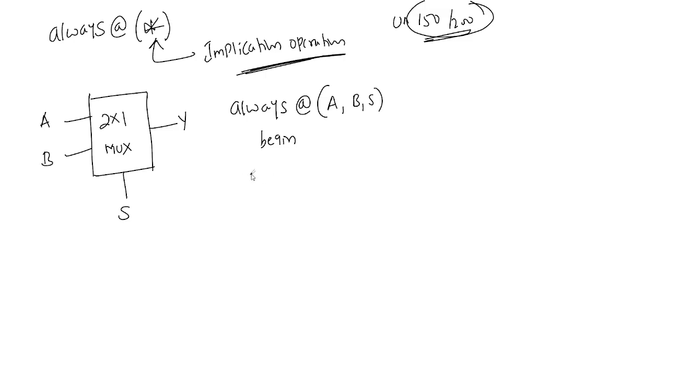Suppose here, if S equal to 0, then Y equal to A, else Y equal to B. End module. So here what are you using? You are using both A and B, no? Here this is A, this is B. You are using A, B and S, no? So these are nothing but the sensitivity list. Whether you are using them or not, it will be applicable for all the inputs. Is it fine?